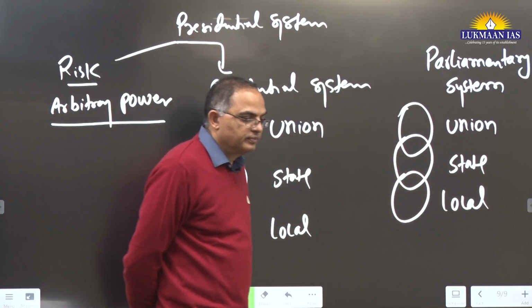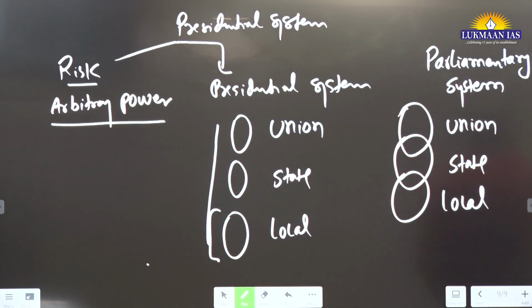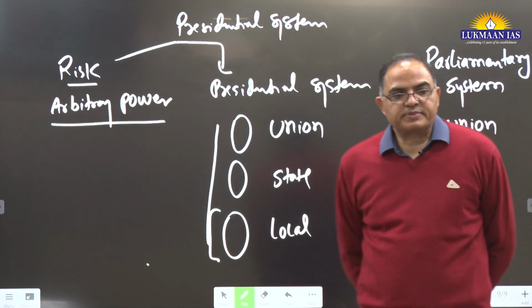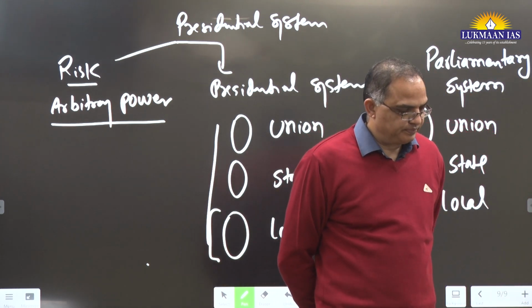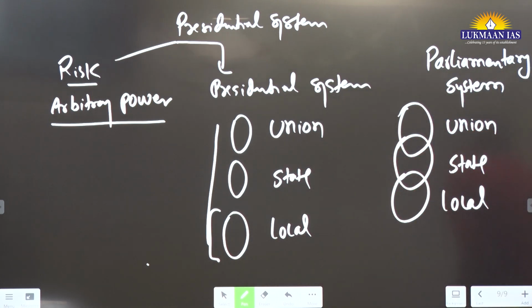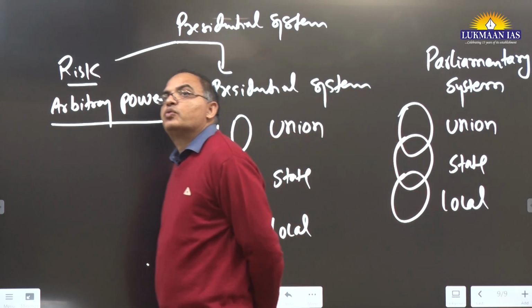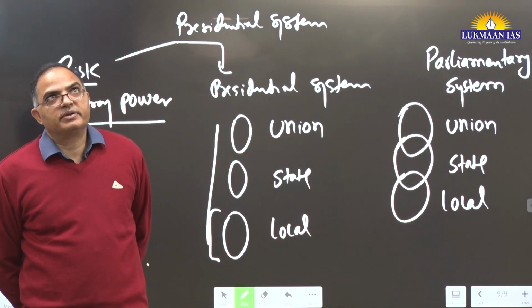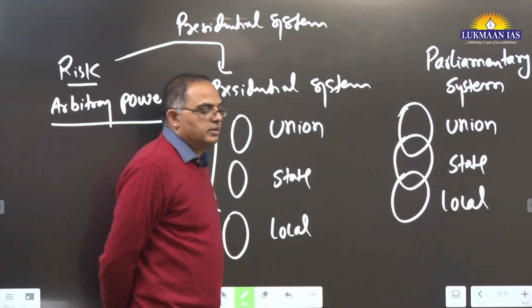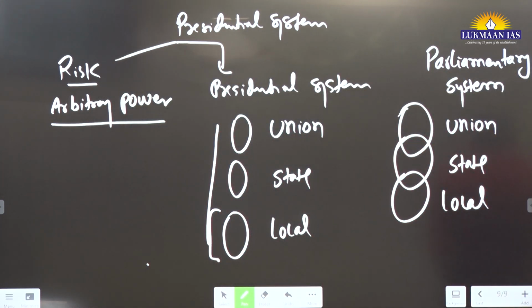Next, lack of clear division of responsibility, due to overlapping relationship between union, state and local governments.